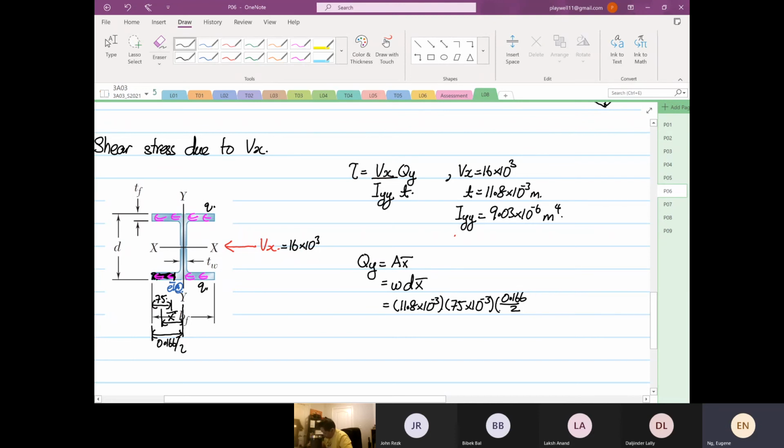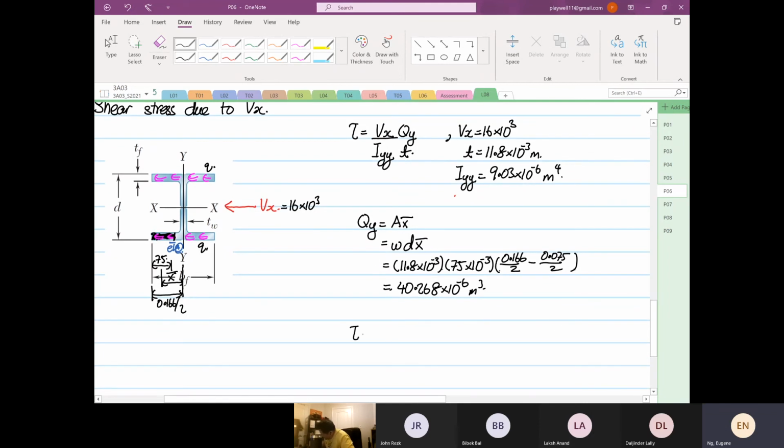Right, so this will be equal to minus 0.075 divided by 2. Right, so this will be equal to 0.166 divided by 2 minus 0.075 divided by 2 times 75 times 10 to the power minus 3 times 11.8 times 10 to the power minus 3 is equal to 40.268. Okay, so 40.268 times 10 to the power minus 6 meter cubed. So once you know this, you're done.